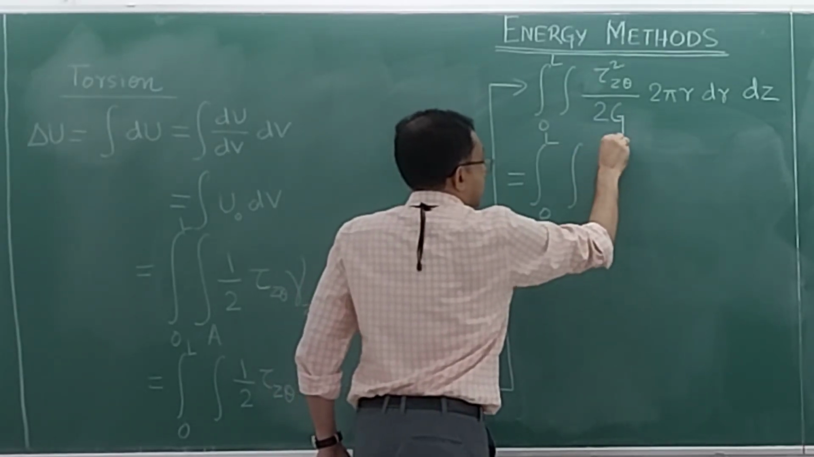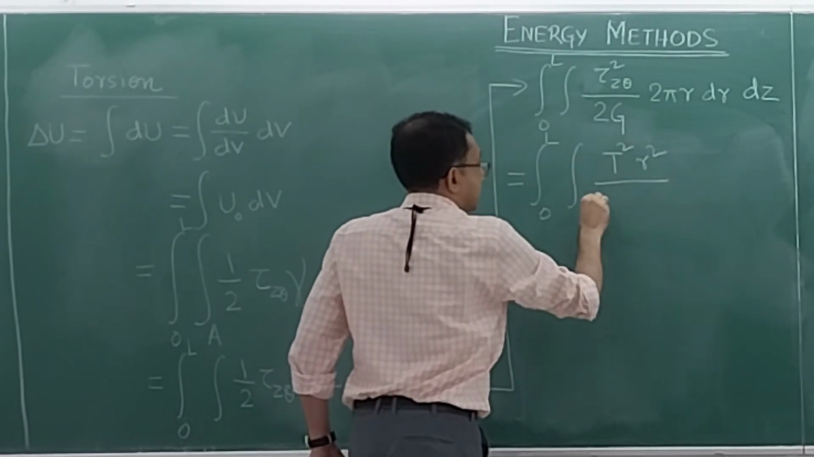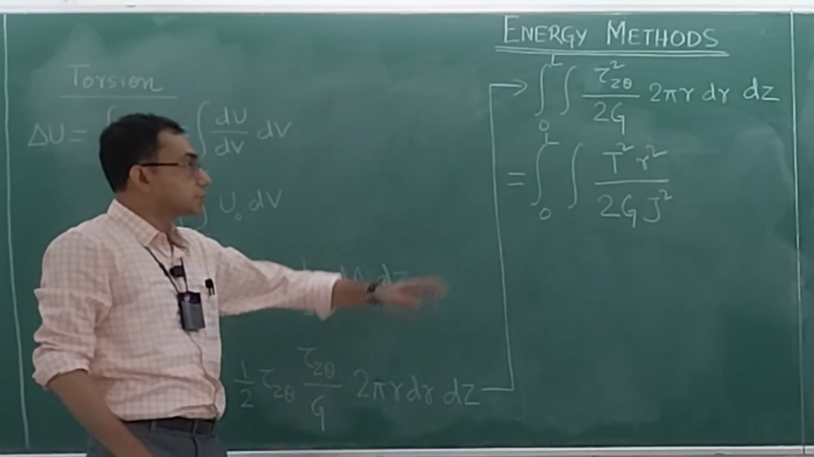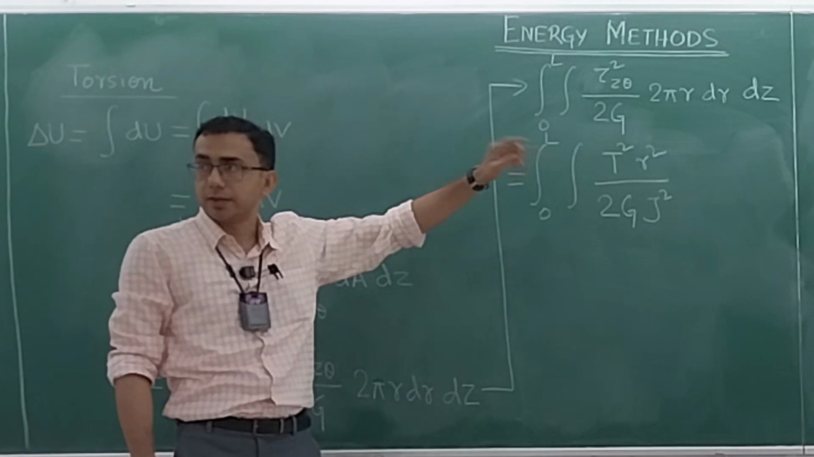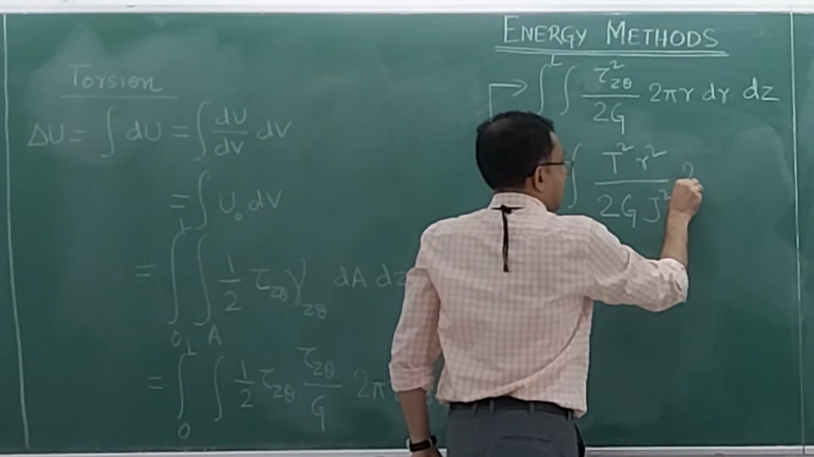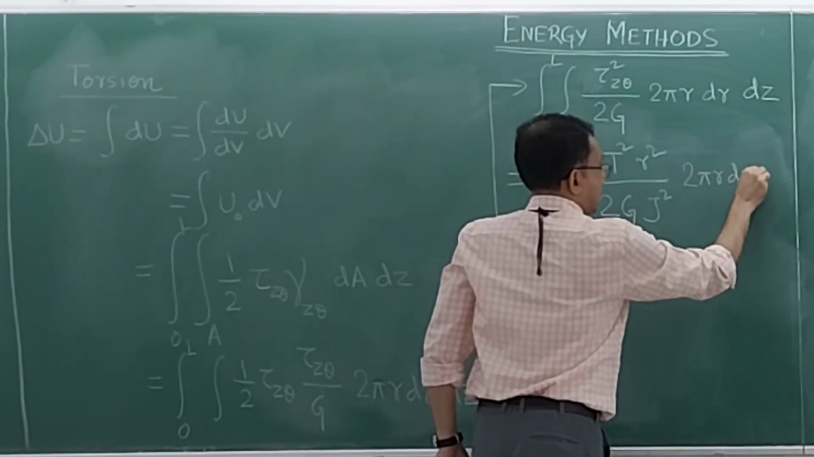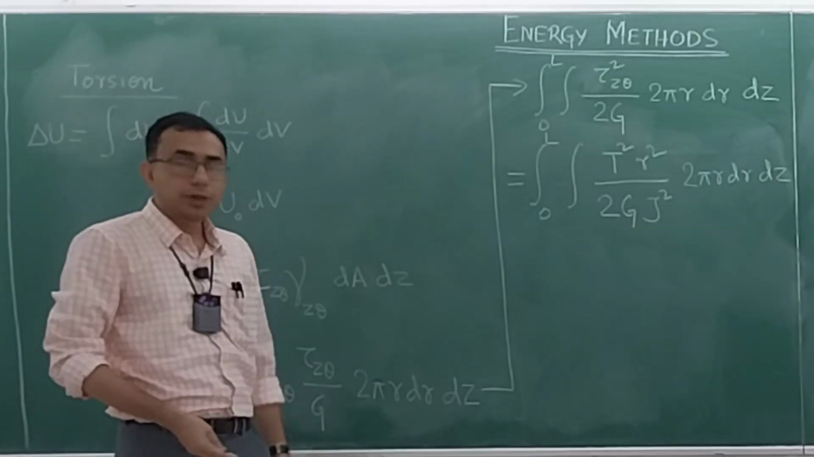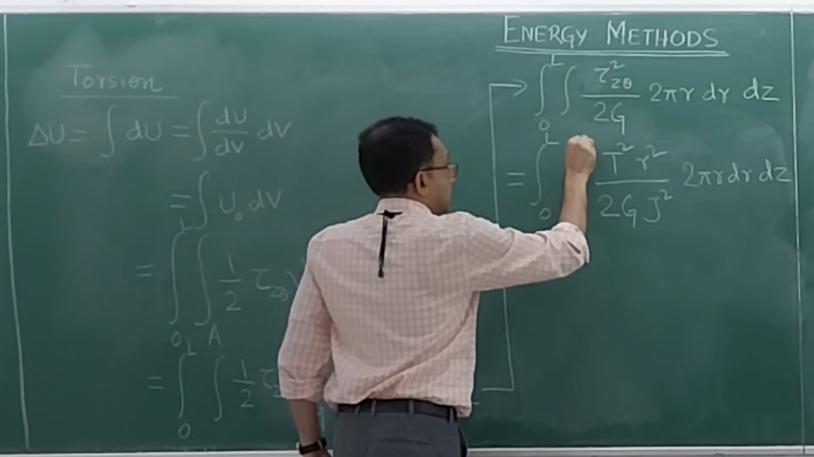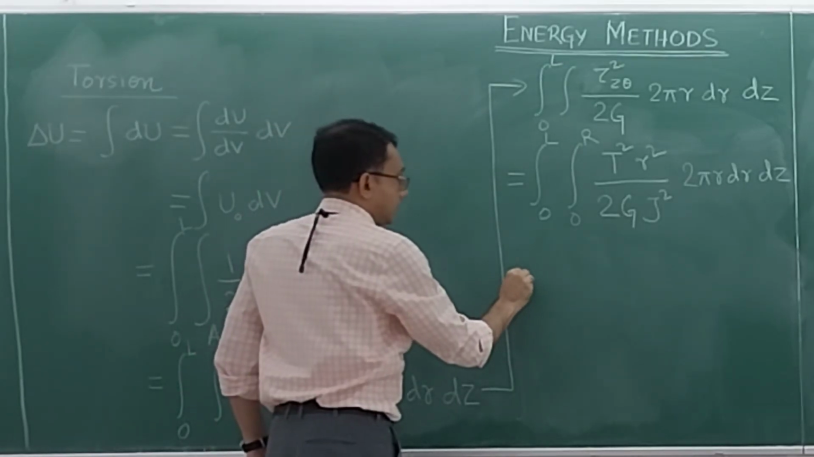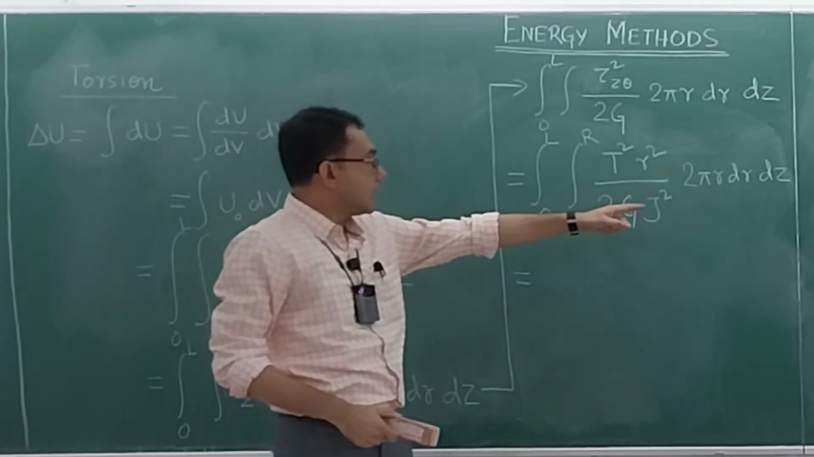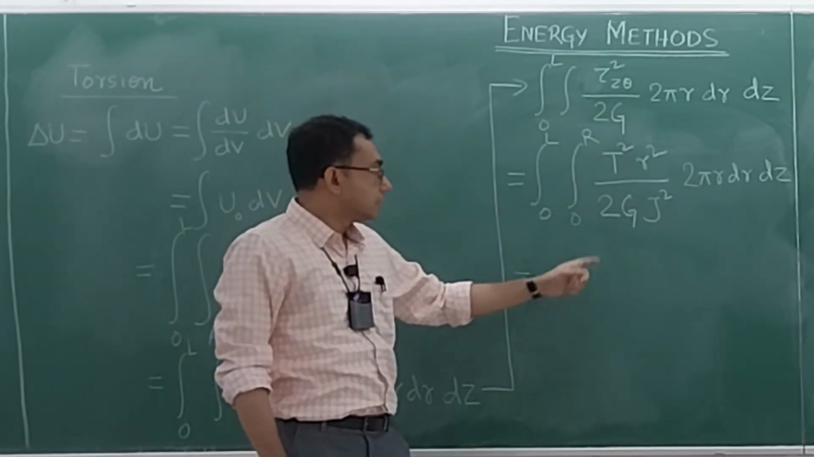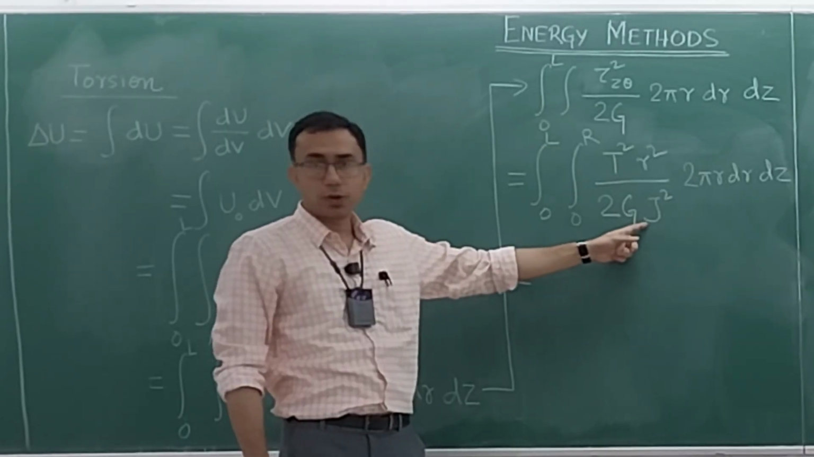This is t square r square divided by twice g j square. So I've just substituted tau z theta is equal to tr by j. Now I am free to write the proper limits of this r. R is going from 0 to capital R. Now in this integration with respect to r, do you think the capital T is varying? No, certainly not. T is not varying, G is not varying, J is also not varying.